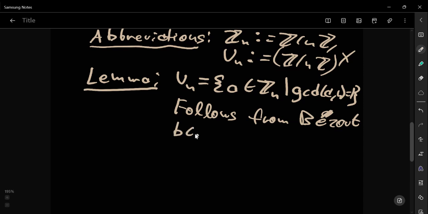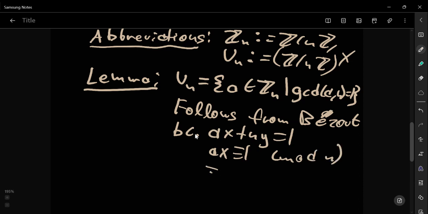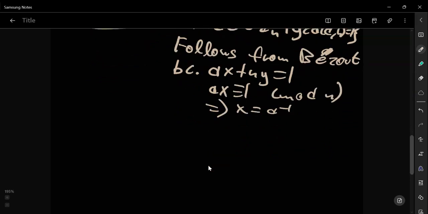Because, if we have GCD of a and n equal to 1, then we can write ax plus ny is equal to 1, and that implies that ax is congruent to 1 modulo n. But that means that x is the inverse of a, so we found an inverse, and a must be an element of Un by definition. So now you can think about the other direction, and yeah, I'll just move on.